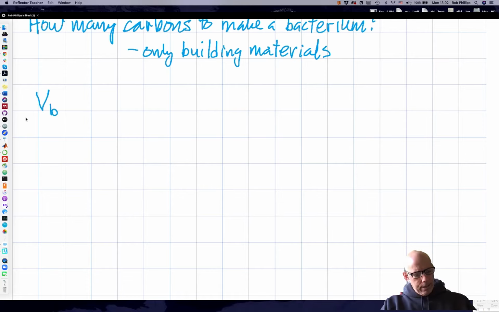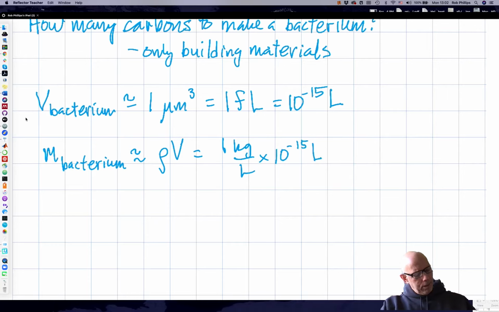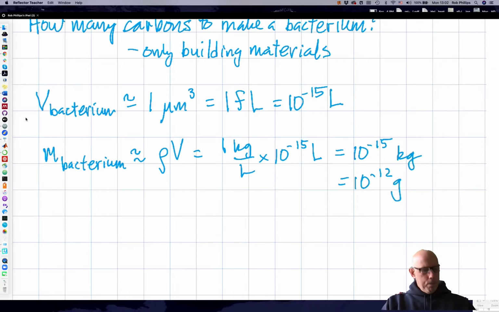So I take that the volume of the bacterium is of order 1 micron cubed, or 1 femtoliter, which is 10 to the minus 15 liters. This means the mass of a bacterium is on the order of rho times V, which is equal to 1 kilogram per liter times 10 to the minus 15 liters. So that's 10 to the minus 15 kilograms, or 10 to the minus 12 grams. So a picogram is the mass of a bacterium.